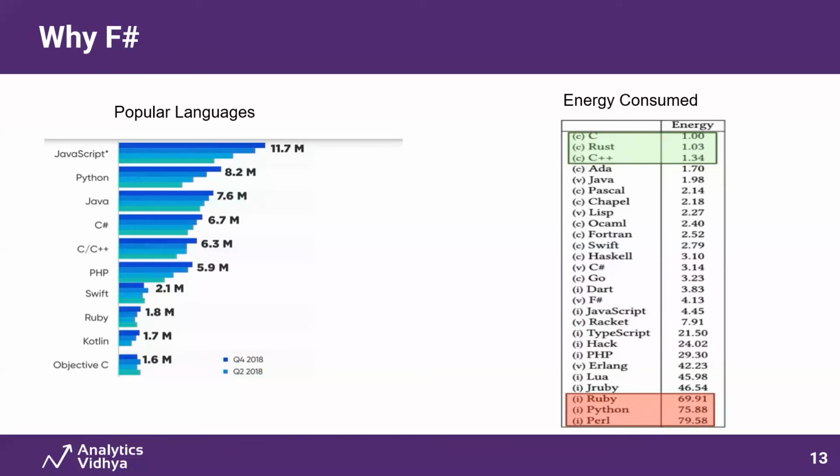It can be written in the functional way also, or in the hybrid way also. And F sharp is fully functional language. It's a pure functional language. So if you compare these two energy consumptions, it is 75.88 if I take Python, and if I take F sharp or C sharp, it is far less, like 4.13 and 3.14.